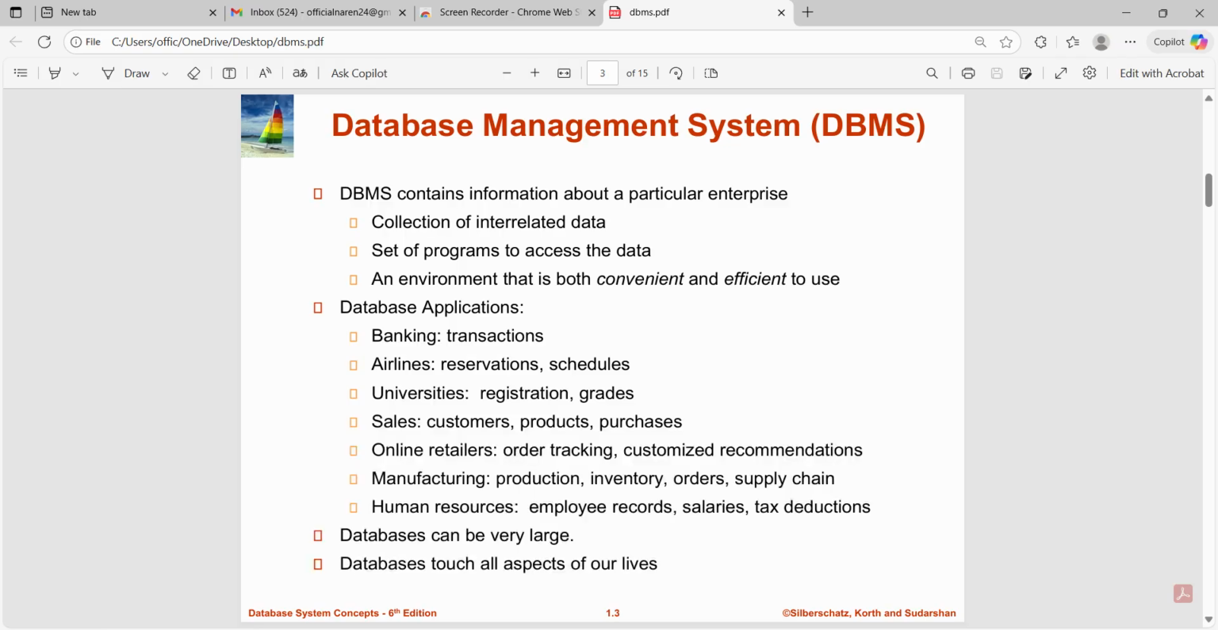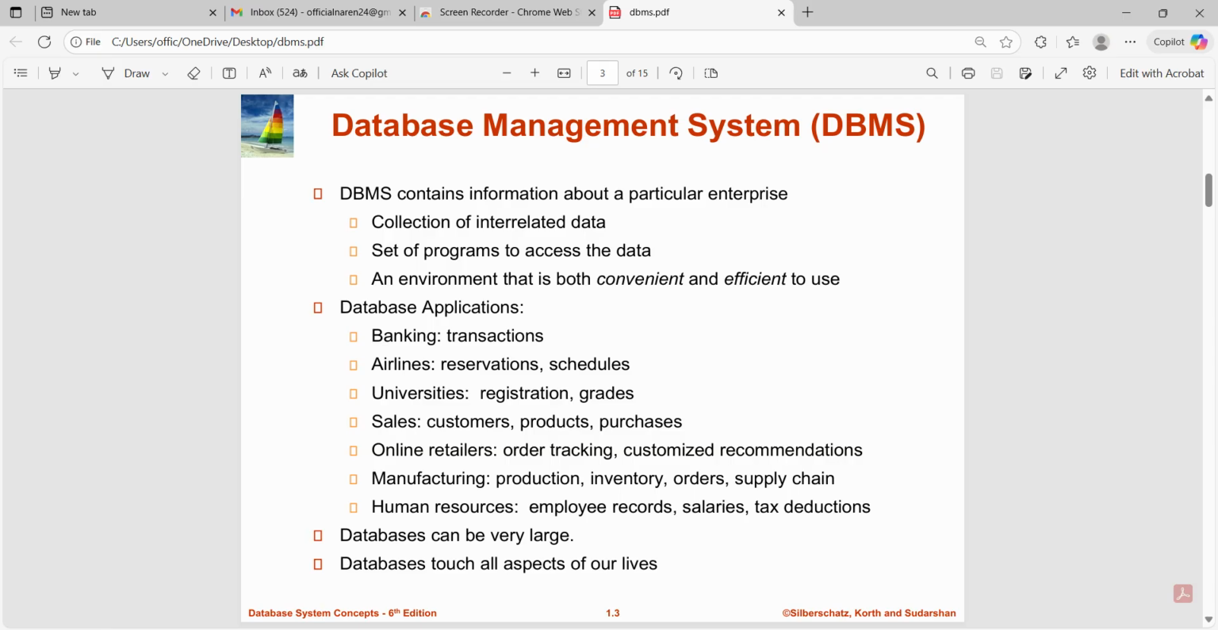So coming to the basics of DBMS. So particularly, what is DBMS? It is a collection of interrelated data. The data can be of any form. For example, it can be a set of programs that are used to access data also. Or it can be an environment that is both convenient and user friendly, which can be effectively used by the user.